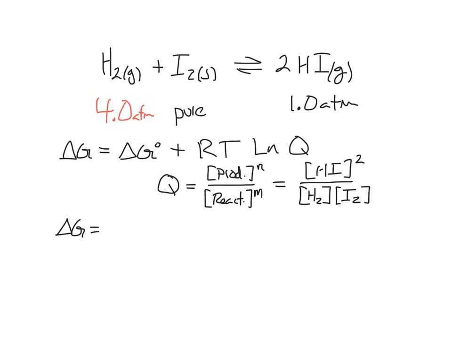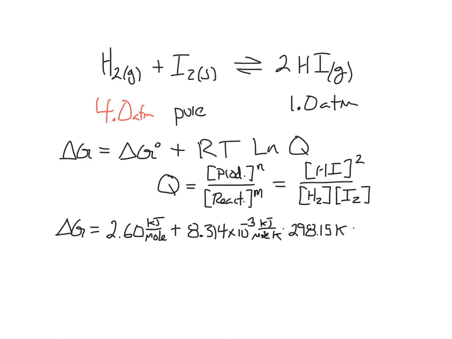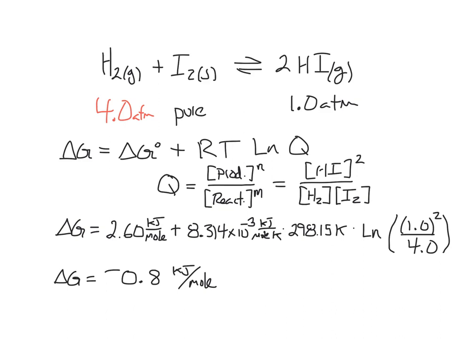We know from the previous calculation that delta G naught for this reaction, that's the delta G under standard conditions, is 2.6 kilojoules per mole. We add to that the gas constant times the temperature times the natural log of the reaction quotient, so 1 squared divided by 4. After you perform this calculation, you find that the delta G for the new non-standard conditions is negative 0.8 kilojoules per mole.